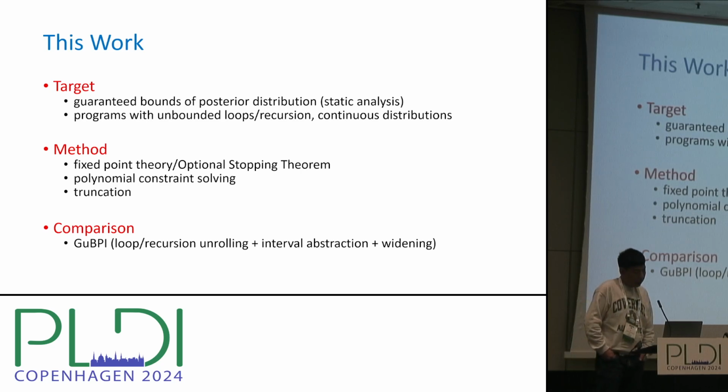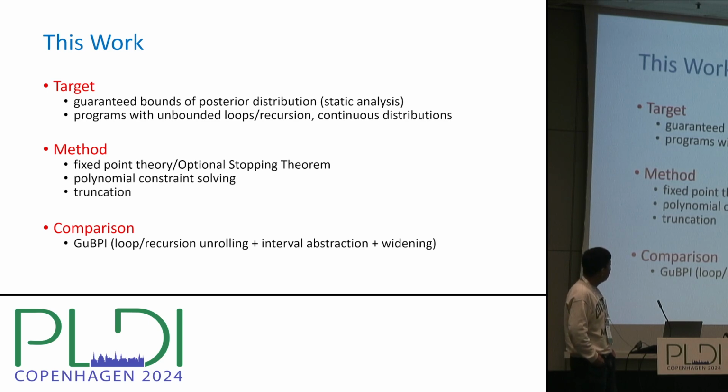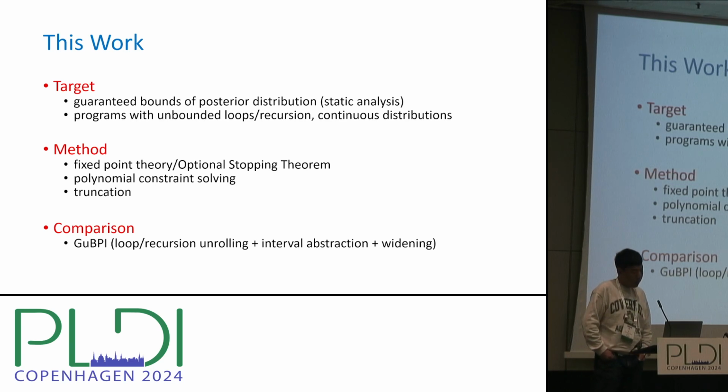Here is the outline of our approach. We use fixed point theory and also the optional stopping theorem, and we use constraint solving for polynomials, which has been done for a while. Our major novelty lies in the truncation operation, which is crucial to adapt polynomial solving methods to the posterior inference of Bayesian programs. And we evaluate our approach against GuBPI, which is the most related tool.